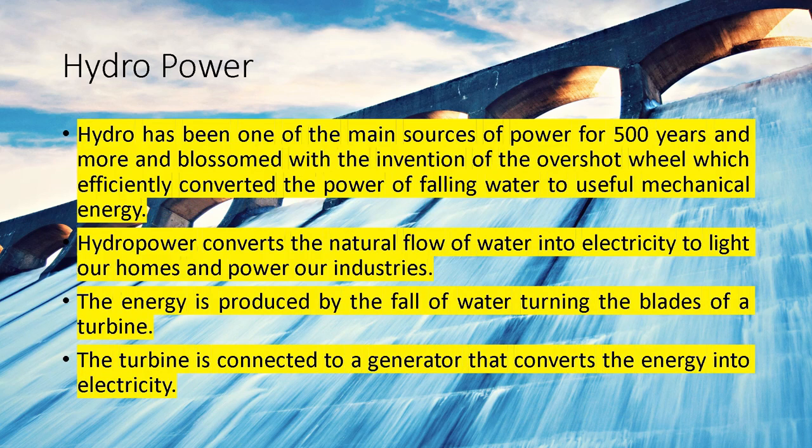Today I would like to talk about renewable energy, which is hydro energy. What is hydropower? Hydro has been one of the main sources of power for 500 years and more, and blossomed with the invention of the overshot wheel, which efficiently converted the power of falling water to useful mechanical energy. Hydropower converts the natural flow of water into electricity to light our homes and power our industries. The energy is produced by the fall of water turning the blades of a turbine. The turbine is connected to a generator that converts the energy into electricity.